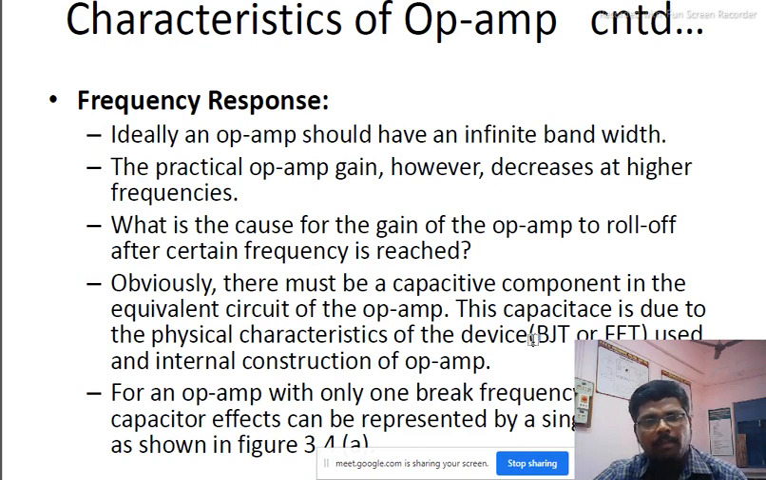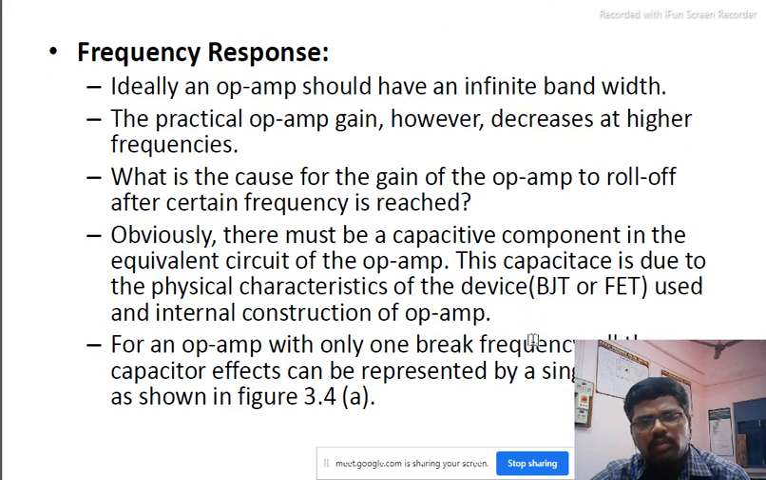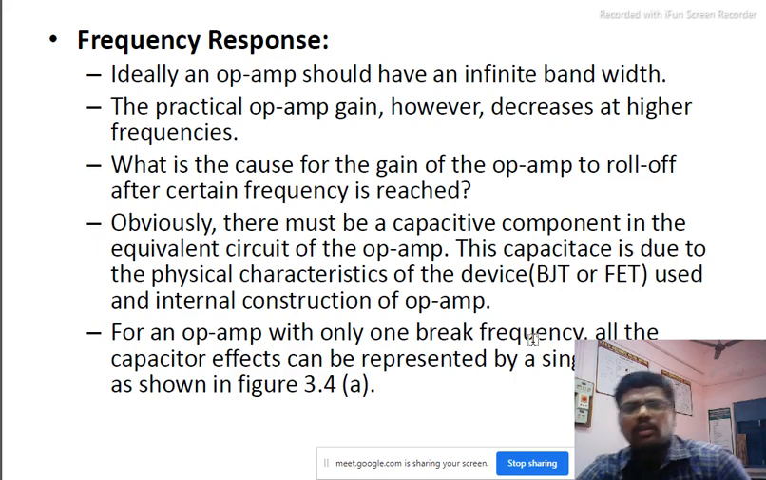Ideally, an op amp should have infinite bandwidth, and in a practical op amp the gain decreases at higher frequencies. What is the case of the gain of the op amp rolling off once a certain frequency is reached? It is very clear to observe.